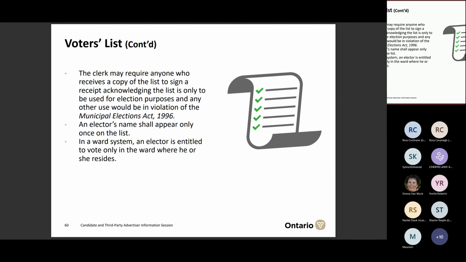So the clerk may require anyone who receives a copy of the list to sign a receipt acknowledging the list is only to be used for election purposes, and any other use would be in violation of the Municipal Elections Act. An elector's name shall appear only once on the list. In a ward system, an elector is entitled to vote only in the ward where he or she resides.